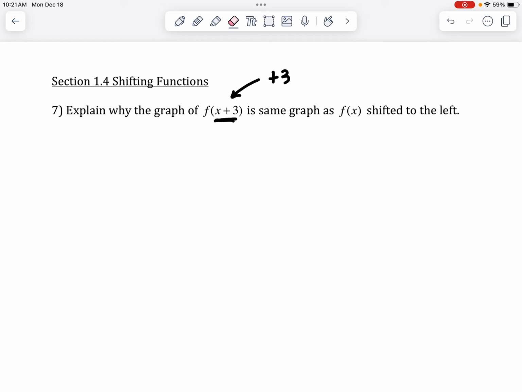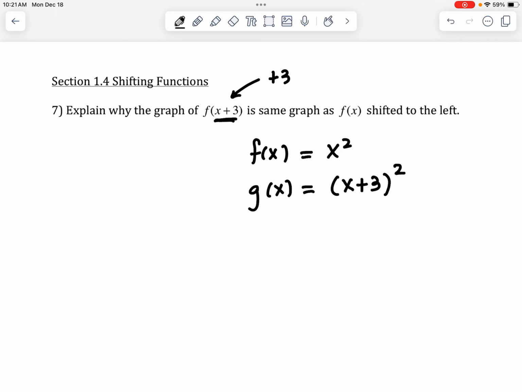Okay, so what I can do is I can take an example function and say, what if the function was x squared? And then compare that one with the function, and I should use a different letter because I just used f for that one. I'll use g. So what if you replace x with x plus 3? Does that actually shift it to the left?